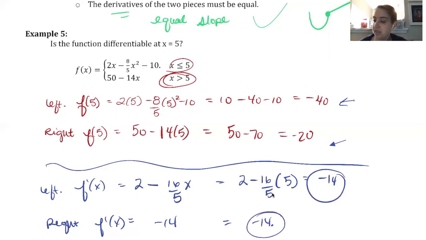But unfortunately, in this problem, they'd have matching slopes, but there'd be a gap from here to like here. It would look something like this. So technically not differentiable, even though the slopes match. So keep it up and make sure you ask me questions.